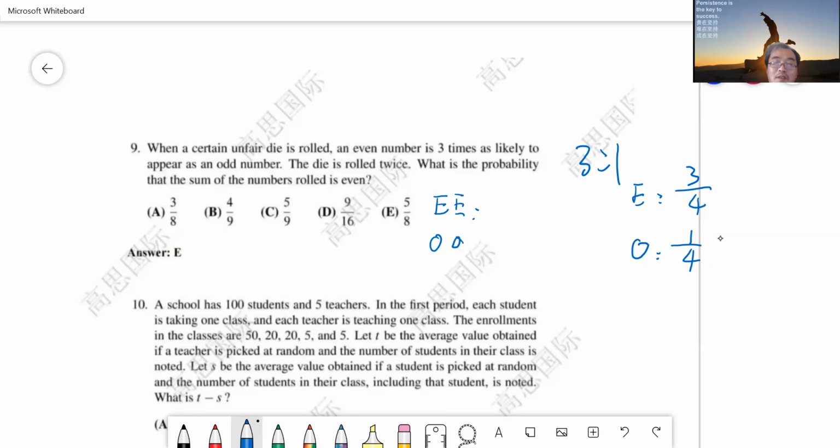For even, that's going to be 3/4 times 3/4, which is 9/16. For odd, that's going to be 1/4 times 1/4, which equals 1/16. So added together, that gives us the total probability 10/16, which is 5/8. So the answer is E.